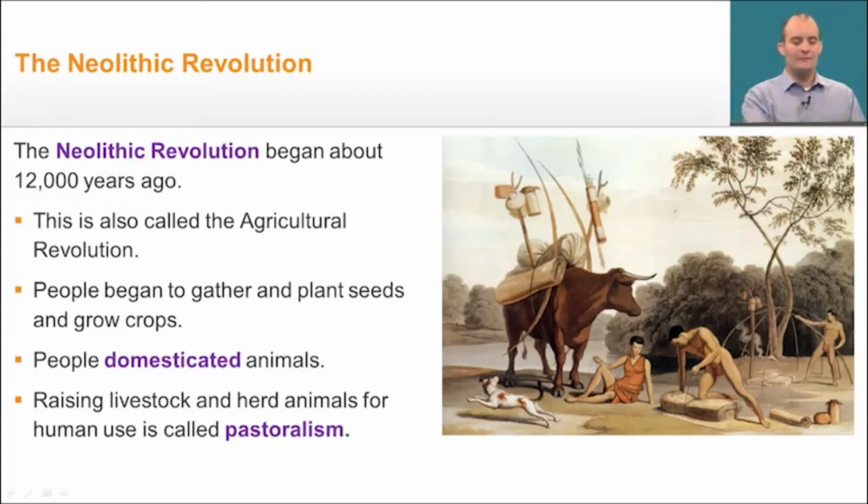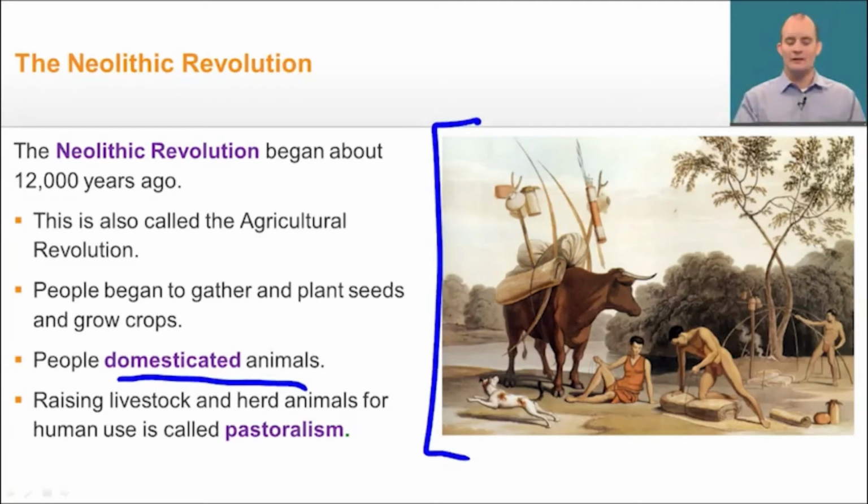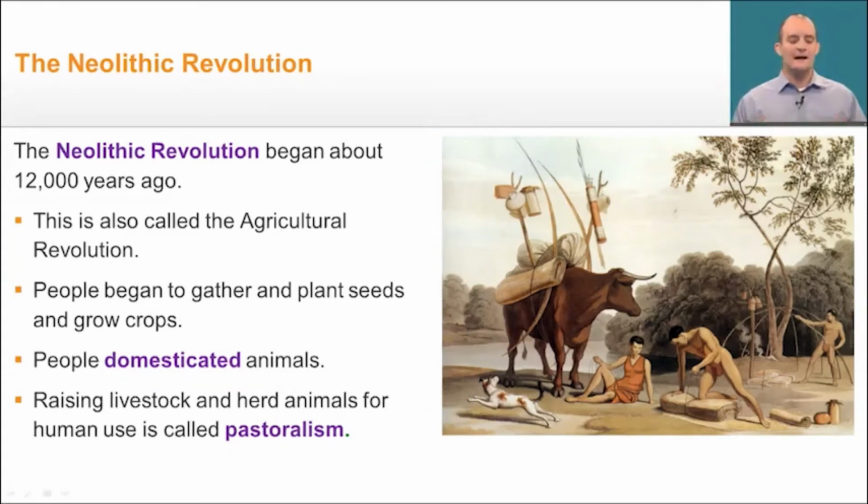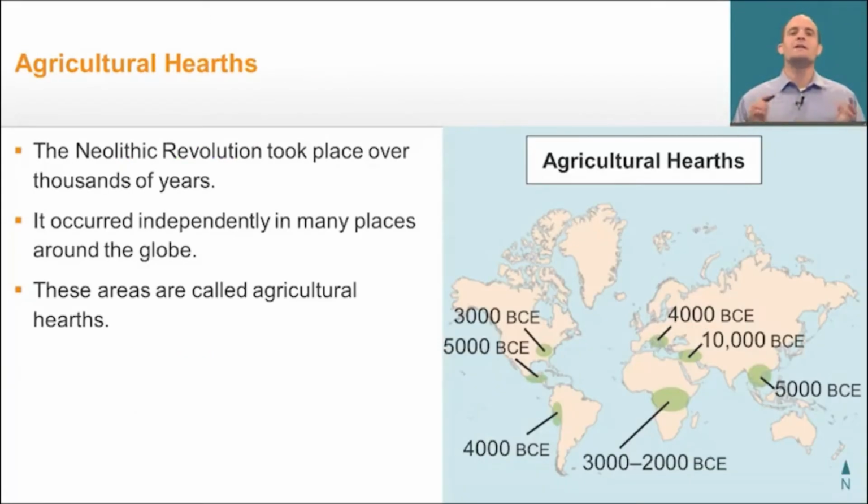In addition, people began to domesticate animals. You can see an example of domesticating animals here, of this dog as well as the bull. Now, raising livestock and herd animals for human use is called pastoralism. And this was huge, and it really helped humans, not only for the food source, because these animals could be domesticated and kept pinned in, but also, if you look at this bull right here, it can also be used for carrying as well.